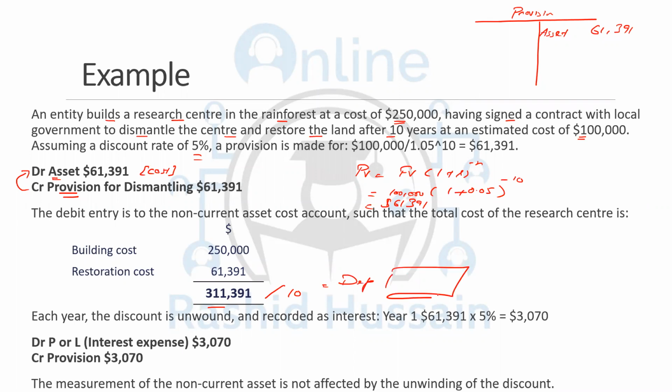The second concept is that we have to restate the liability every year by using the same percentage which we use for discounting. So 61,391 multiplied by 5% gives you 3,070. And the double entry is you charge that as a finance cost within the profit or loss, and you increase the provision by that. So the provision account is being credited due to the profit or loss, which is 3,070. And then you are going to get the closing balance of the provision, which is 61,391 plus 3,070.